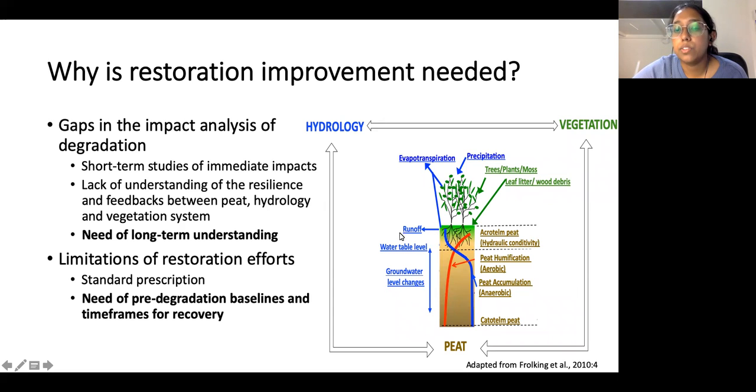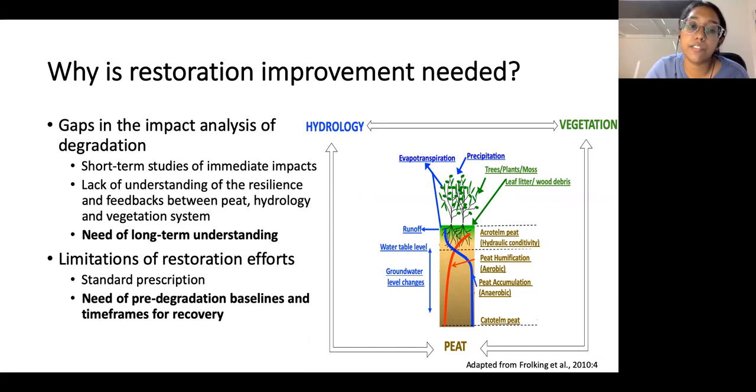So any impacts to the runoff or the groundwater table level will affect the peat decomposition, for example, and these conditions will affect the kind of vegetation that are able to thrive. The vegetation in turn provides different organic matter to the peat. Different organic matters will have different hydraulic conductivity, and hydraulic conductivity affects how your peat can store water. That in turn affects your groundwater table level as well. So there are a lot of connections, and the most important thing is that they happen in different time scales. So it's really important to have this long-term understanding to find out about the different time scales.